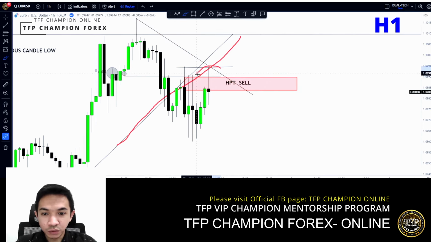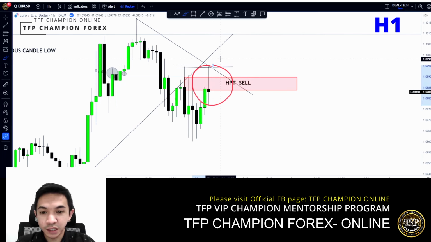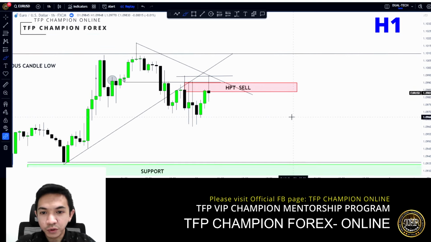So, ibig sabihin, ang tumbok natin na ito. So, which means this is a good signal candle for us to sell. But, am I going to execute now? Hindi. Okay? Tandaan nyo, we are trading short term. So, I can look for day trade opportunity.